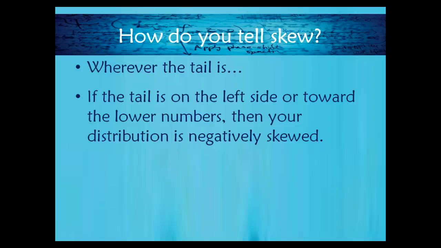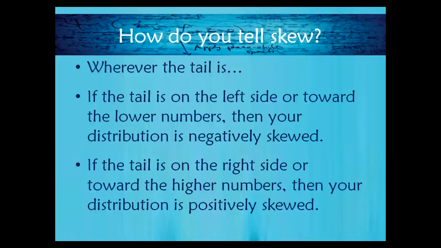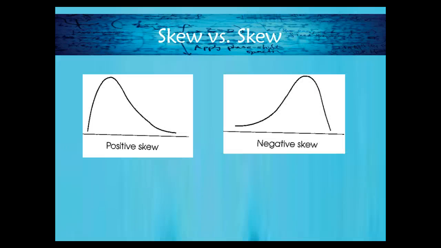But how do you tell skew? You tell skew by where the tail is. If the tail is on the left side or toward the lower numbers, then your distribution is negatively skewed. If the tail is on the right side or toward the higher numbers, then your distribution is positively skewed.